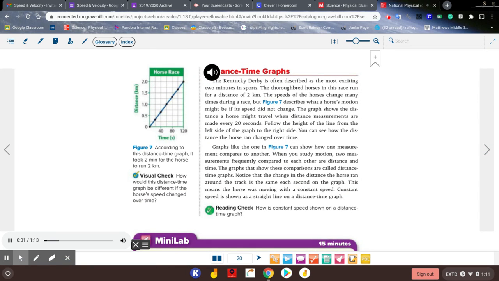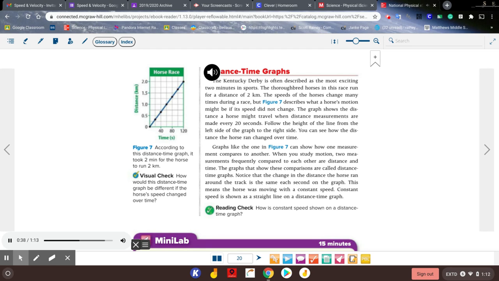Distance time graphs. The Kentucky Derby is often described as the most exciting 2 minutes in sports. The thoroughbred horses in this race run for a distance of 2 kilometers. The speed of the horses changes many times during a race, but Figure 7 describes what a horse's motion might be if its speed did not change. The graph shows the distance a horse might travel when distance measurements are made every 20 seconds. Follow the height of the line from the left side of the graph to the right side. You can see how the distance the horse ran changed over time.